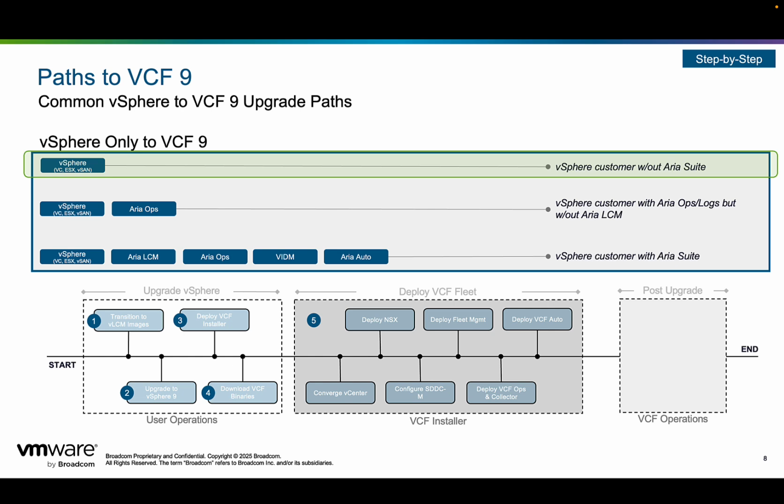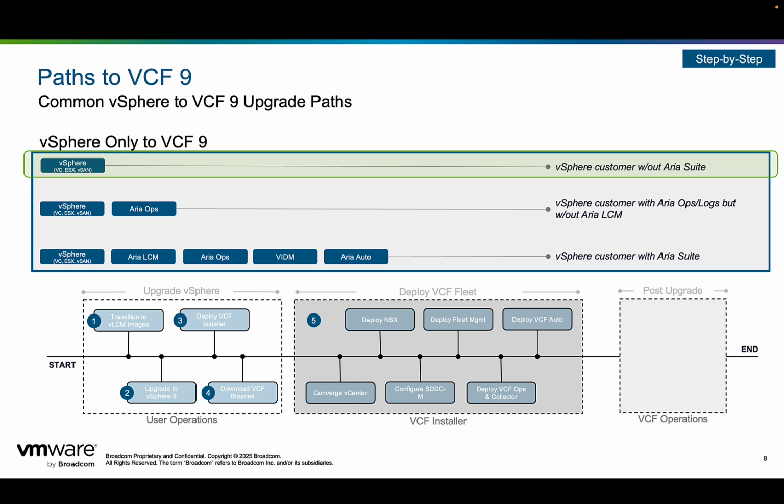The VCF installer provides a wizard-driven UI that will prompt for the required information necessary to perform the upgrade. Once the information has been provided, it does a validation to ensure that the environment is ready to be upgraded. When you begin the upgrade, it first starts by converging the existing vCenter server into the VCF management domain. It will then deploy an instance of VMware NSX. It will then configure the SDDC Manager appliance.